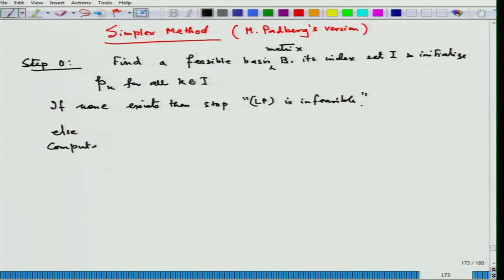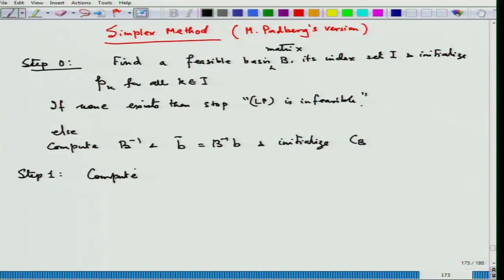B inverse and B bar equal to B inverse b, okay, and initialize C_B, which corresponds to this B, and you know what it means. Step 1: compute C bar. Of course, A is given in two parts, B and N. It is the N part which is important, but it does not matter. You can just do this computation.